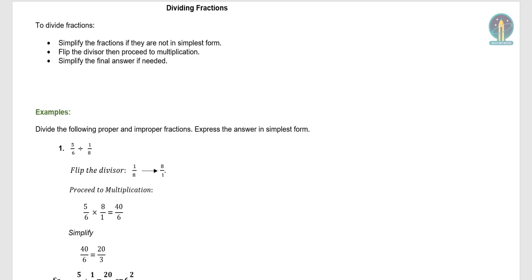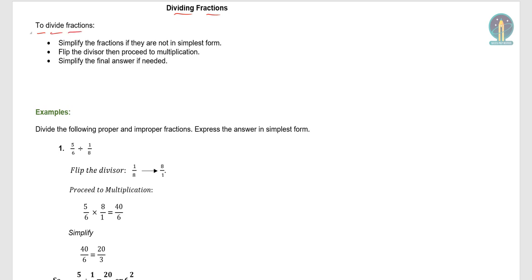In this concept, we're going to talk about dividing fractions. In the previous concept, we talked about multiplication. Here we're going to talk about division. And division and multiplication are very much related. The process is very similar and intertwined, in fact.